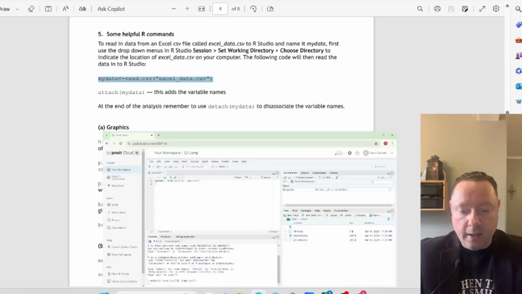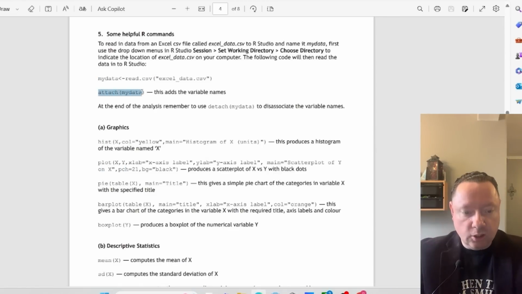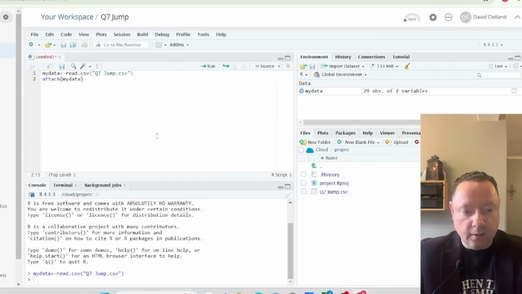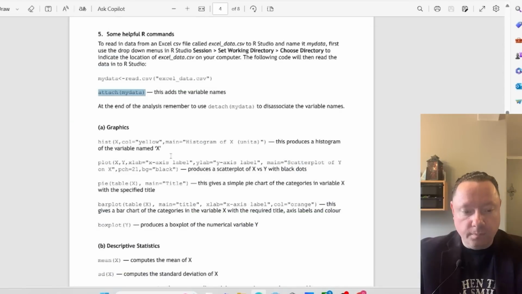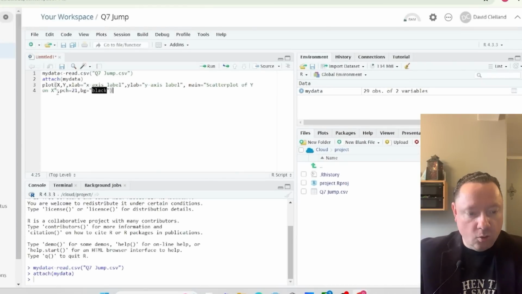We can see that it's come in here, so we're good to go. Back to the data, we need to attach. If you can't remember it, again, we can go back and Control C it, and then jump and Control V, and there, as quickly as that, without any typing, we've attached the data. To construct a scatter plot, we go down to our helpful R commands and look for plot. There's plot right there. So I'll just copy that. Just notice it says it produces a scatter plot of X versus Y with black dots. So we've got plot X, Y.